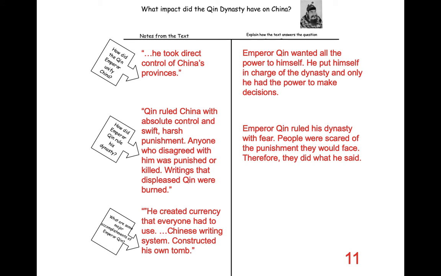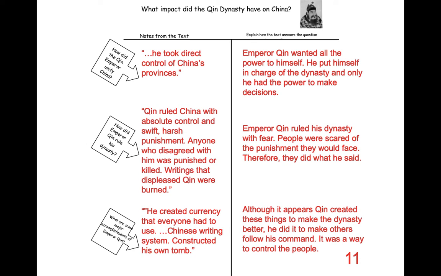And what are some major accomplishments of Emperor Qin? Maybe you found this piece of text. He created currency that everyone had to use. He created the first really unified Chinese writing system. We know that writing had existed, but now more people throughout the dynasty are learning to write in the system that he created. And he constructed his own tomb called the Terracotta Warriors. And although it appears Qin created things to make the dynasty better, he did it to make others follow his command. It was a way to control the people. So, yeah, it's good, but through the way in which he did it, it was a form of control.